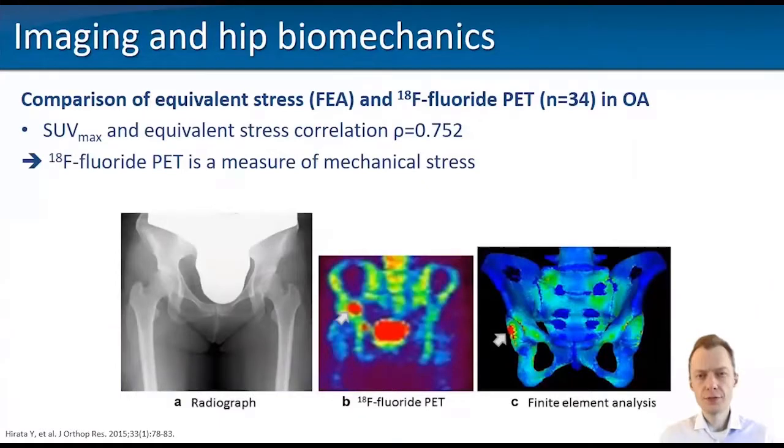An example from the literature where a full finite element analysis was performed in patients with osteoarthritis and compared to the findings on fluoride PET-CT. And here it was shown that there was a strong correlation between the predicted areas of increased stress and indeed the areas visualized with increased bone turnover on fluoride PET-CT.